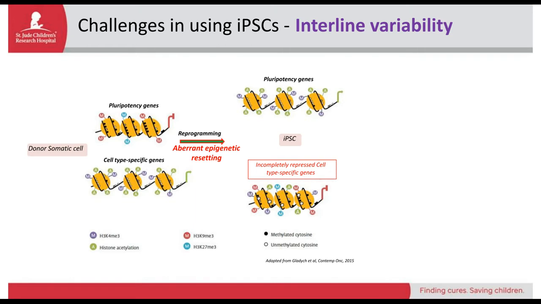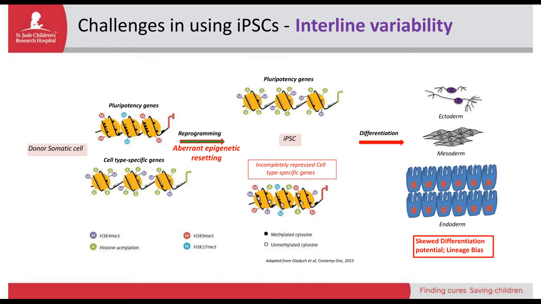As a result, you have an iPS line which is pluripotent, so it is able to differentiate into cells of all three lineages. However, because of this incomplete repression of cell type specific genes, it might have a skewed differentiation potential or a lineage bias.